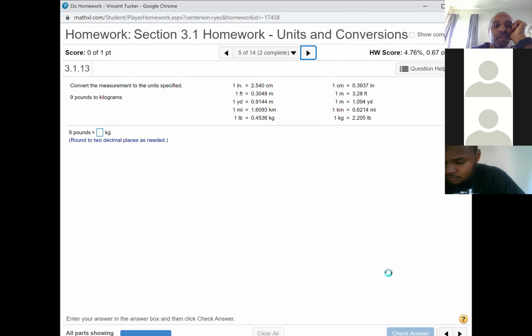Okay, what we did before. Pounds to kilograms, but they gave you all the measurements. It's the same thought process where we got pounds to kilograms.